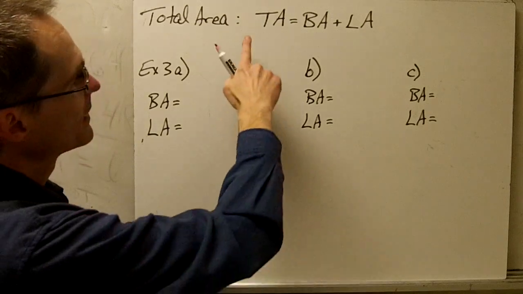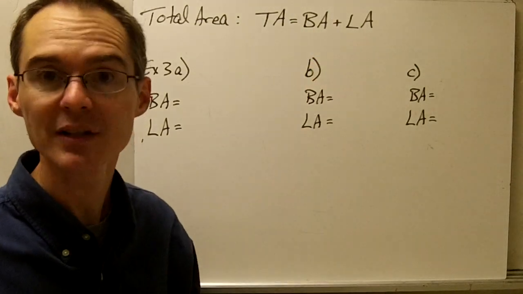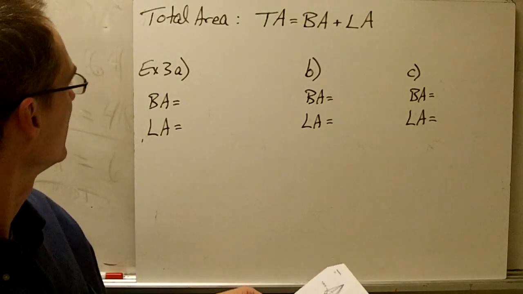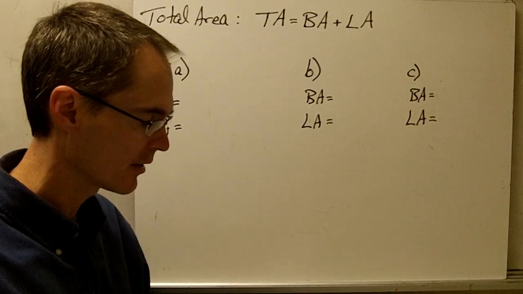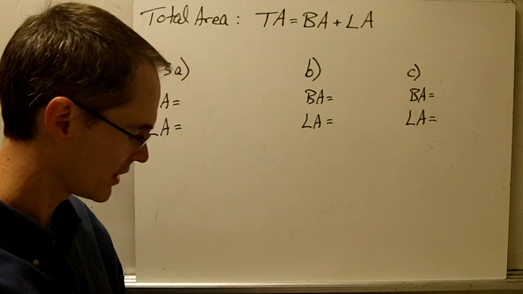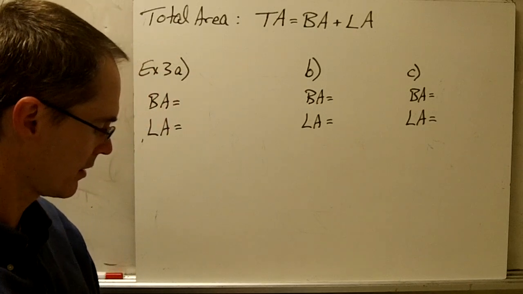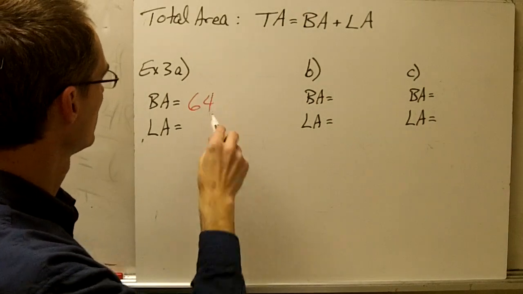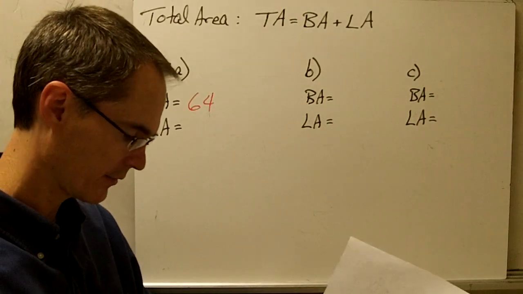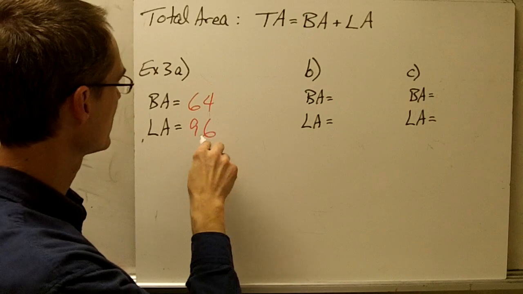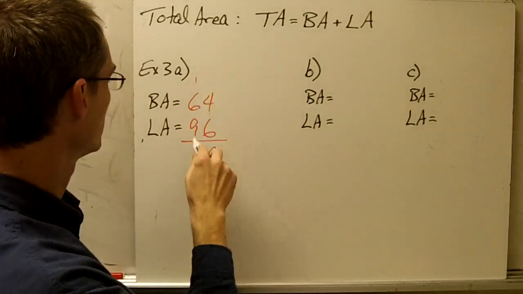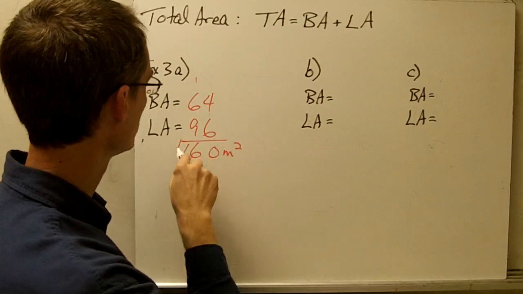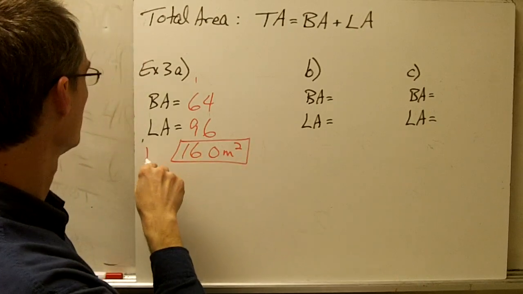Total area. As before, total area is a fairly simple calculation. You just have to add up the base area and the lateral area. Well, we've already calculated base area and lateral area for these 3 figures, so we just need to fill those in. Let's see, the base area for the first one is 64. The lateral area for the first one is 96. I add those together and I get 160 square meters. That's my total area.